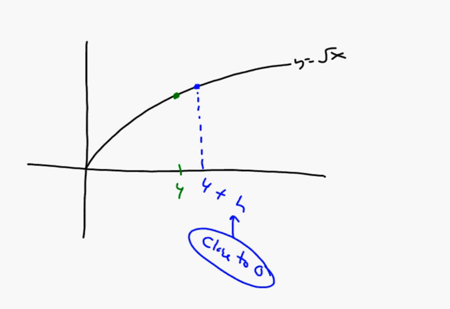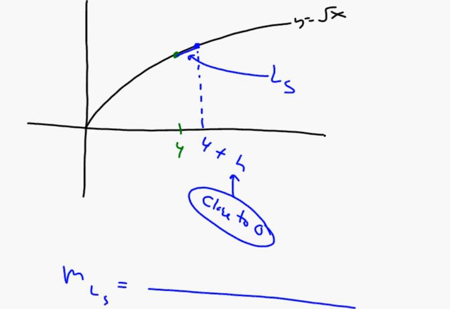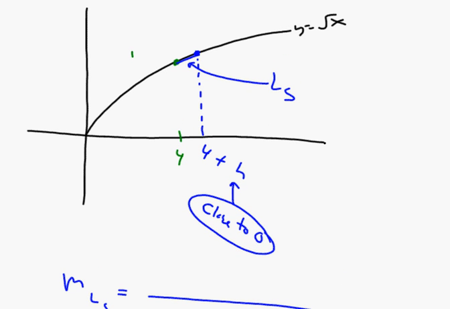Okay? We draw in the secant line between those 2 points, and I'm going to call this one L sub S, L secant. Okay? So let's find the slope of that. So m of L sub S would equal, well, I need some points. The first point is (4, 2). Very familiar point. The second point is (4 plus h, the square root of 4 plus h). There are the coordinates of that other point.